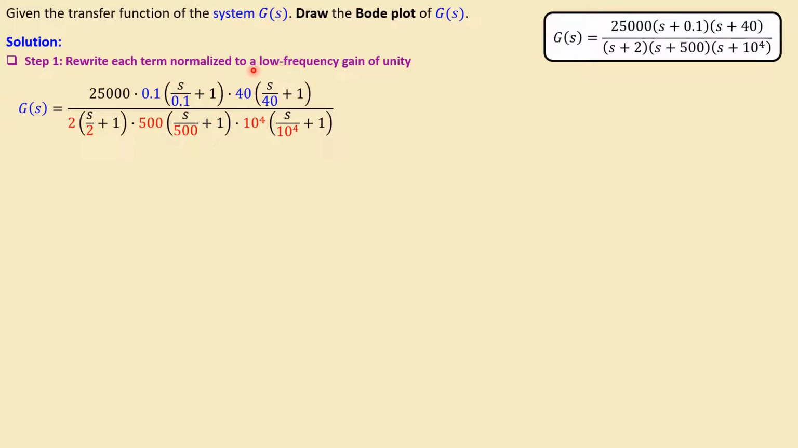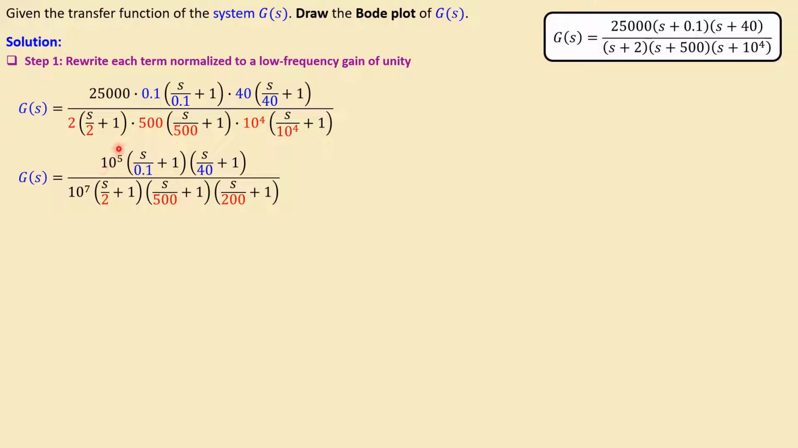So you do that in a similar form for the second term for the zero and also for the poles. So you will get out that 0.1, the 40, in this case 2, and the 500 and also 10,000. You can see that in blue for the zeros and for the poles in red. Now you multiply these three scalar values and also for the poles in the denominator. So in effect you will get 10 to the power 5 here by doing 25,000 times 0.1 times 40. And in this case, you do 2 times 500 times 10,000, you will get 10 to the power 7.